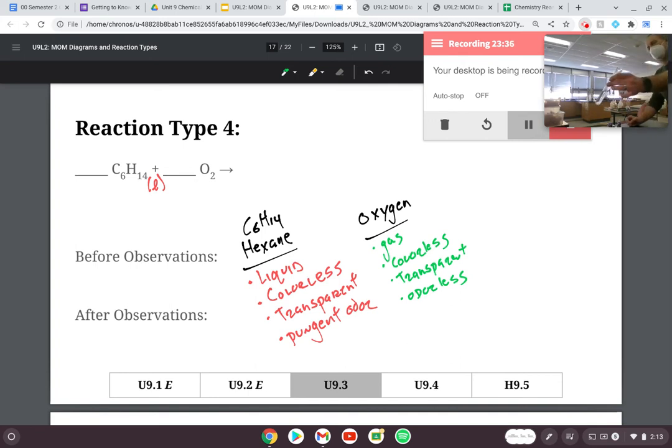So our clear, colorless, pungent odor liquid of hexane is going to react with the oxygen in the air. When it reacts with the oxygen in the air, actually not much happens. So we need to give it a little bit of a push. We need to help it out a little bit. And the push that we are going to give it is just a little bit of energy. So let me set this up for you.